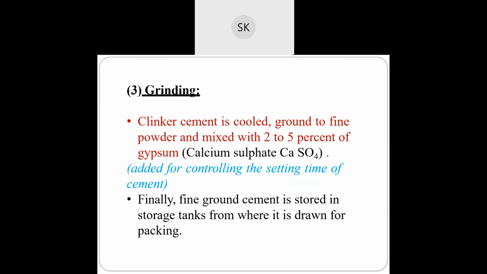As we studied, at the end of cement production, we use some amount of gypsum to control the setting time of cement. Finally, ground cement is stored in storage tanks from where it is drawn for packaging. Hope you have understood till here.